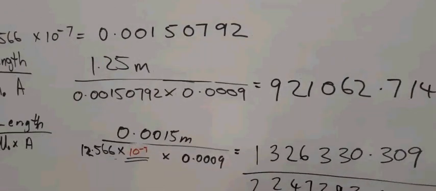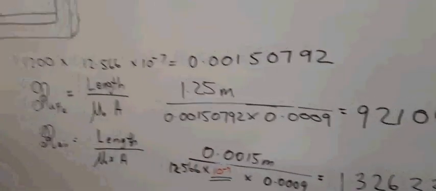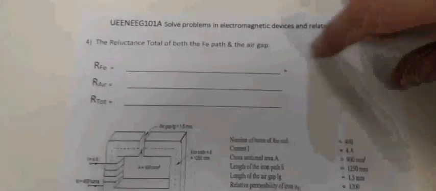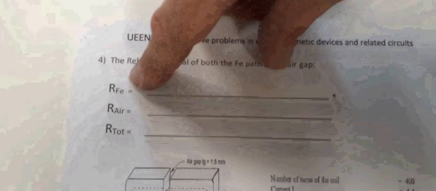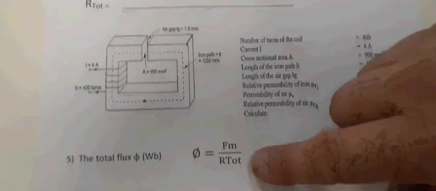Now we know the reluctance, and it makes it simple. So we've got what we just calculated on the board, the reluctance for the steel, the reluctance for the air, and the R total. The next question is asking for the total flux. Calculate the total flux. They've given us the formula.